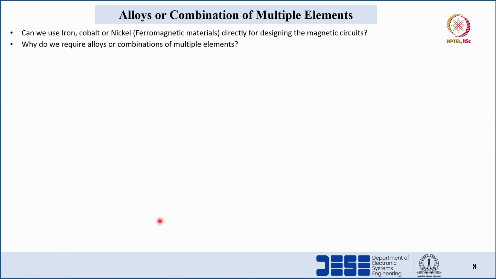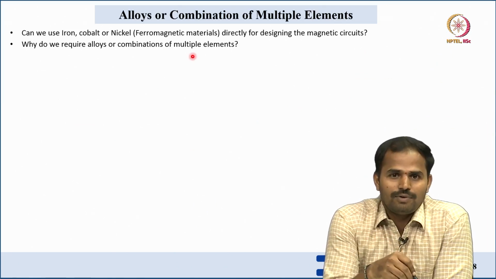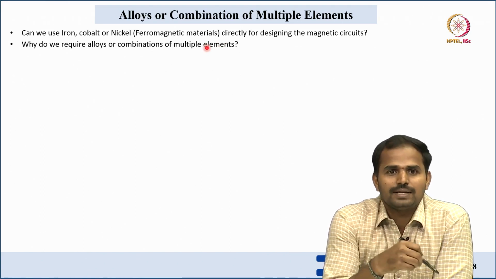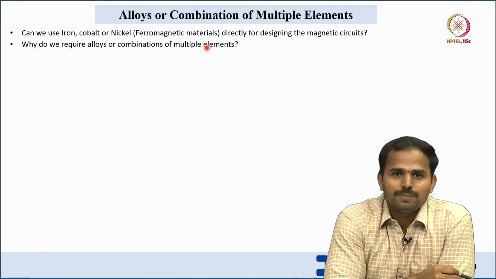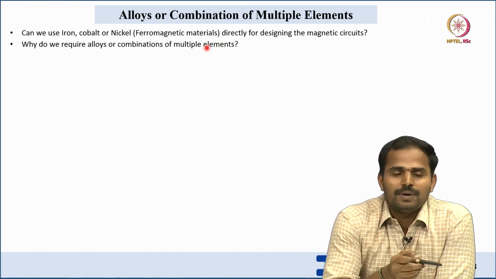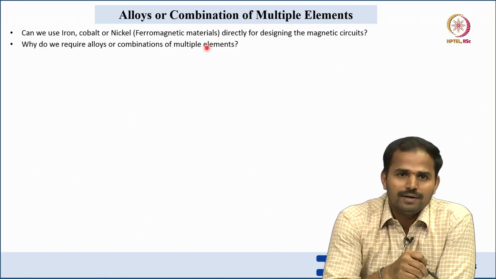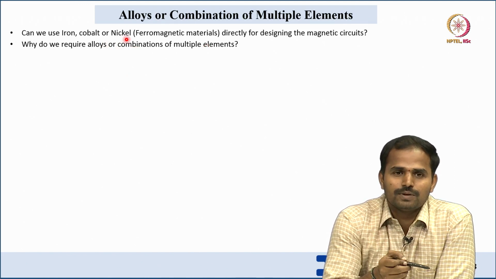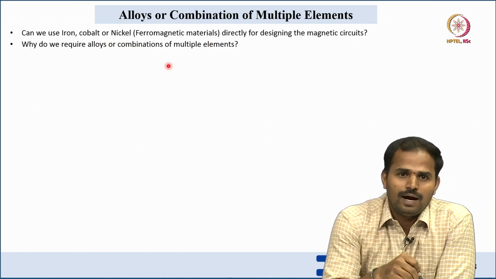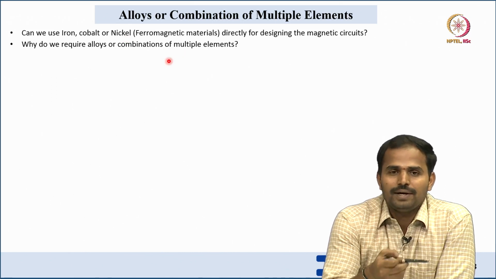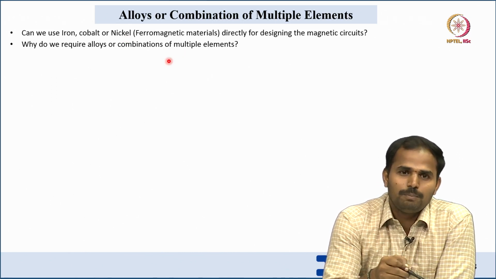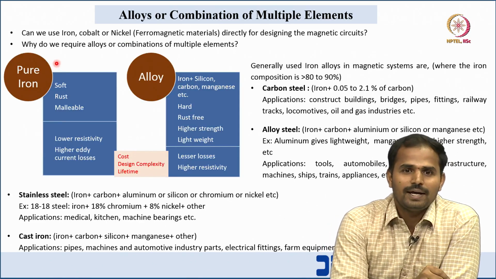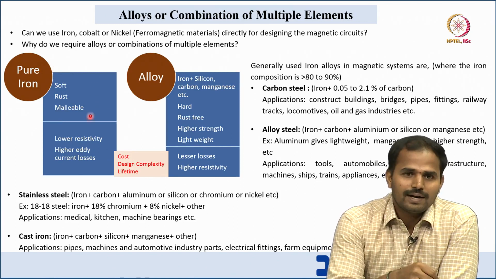Can we use the iron, cobalt, nickel, ferromagnetic materials directly, or do we have to utilize the alloys? It depends upon the application and the type of equipment. We can utilize iron, cobalt, nickel directly, in pure form, but the cost may be higher, and alloys will give better performance than the pure materials. I will consider a simple example of pure iron.